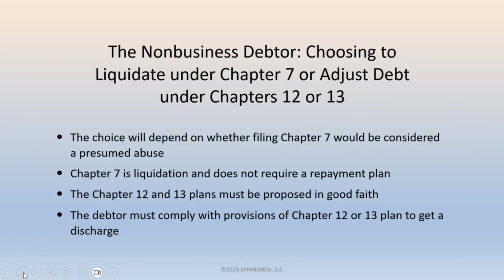So choosing liquidation under 7 or adjusting debt under Chapters 12 or 13 is what this slide will cover. The choice will depend on whether filing Chapter 7 would be considered a presumed abuse. Chapter 7 is liquidation and does not require a repayment plan. 12 and 13 plans must be proposed in good faith, and the debtor must comply with the provisions of the Chapter 12 or 13 plan to get a discharge.